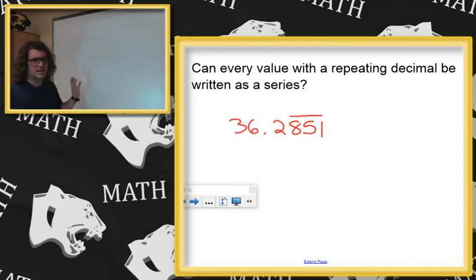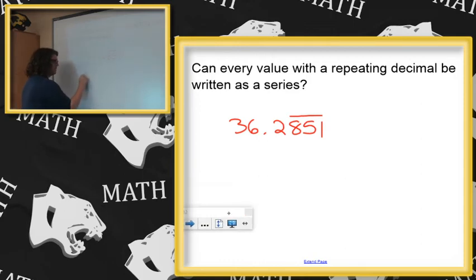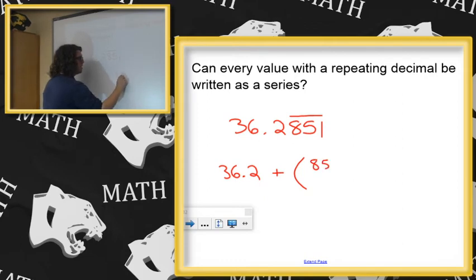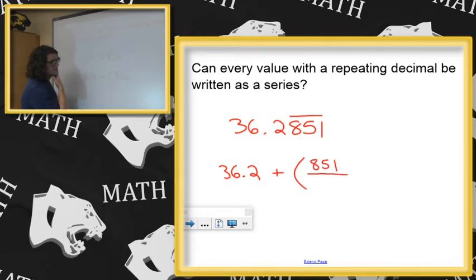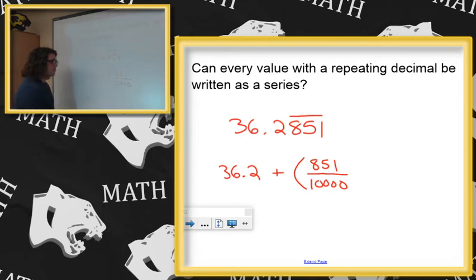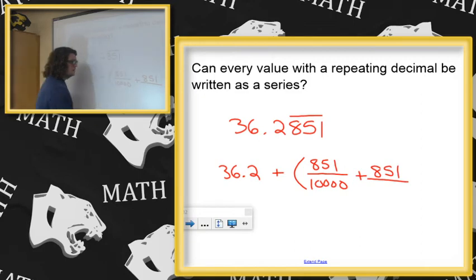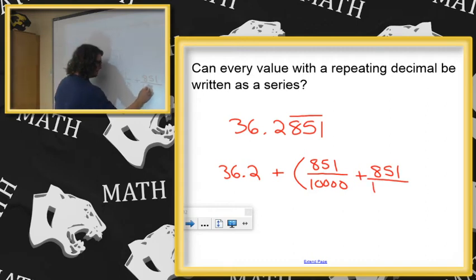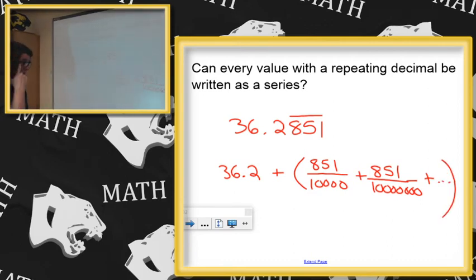Now, I don't want anything that doesn't repeat. So I'm just going to say up front that we're going to take the 36.2 and then add it to a series. And what's that series going to be? The series is going to be 851, and that's not thousands, that's 10,000s. So that's 851 10,000s. And then I need to add that to another 851, and then 851 with 3 more decimal places, so 10 million. And we would keep going and going.